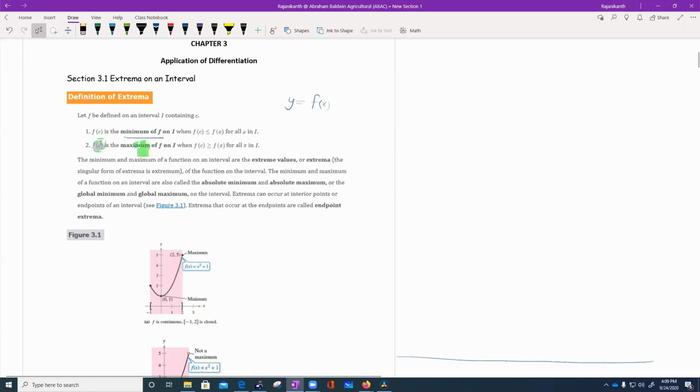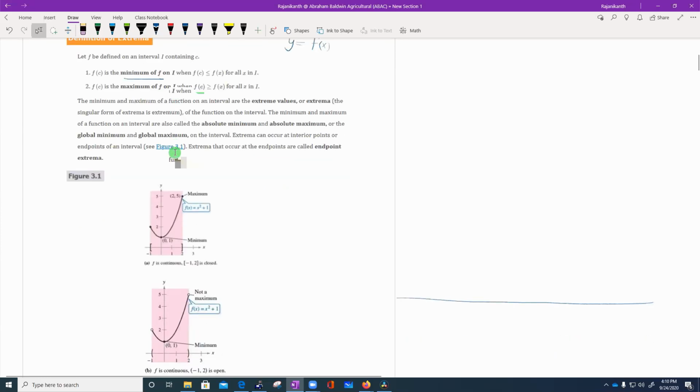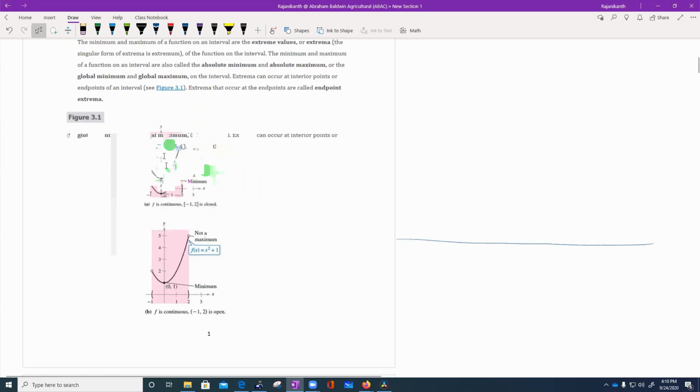Maximum means what? If f(c) is the maximum, that means f(c) should be greater than or equal to any function value in that interval, right? So that's obvious: minimum means it should be smaller, and maximum means it should be bigger than any function value in the given interval. Okay, so now look at this picture, for example.